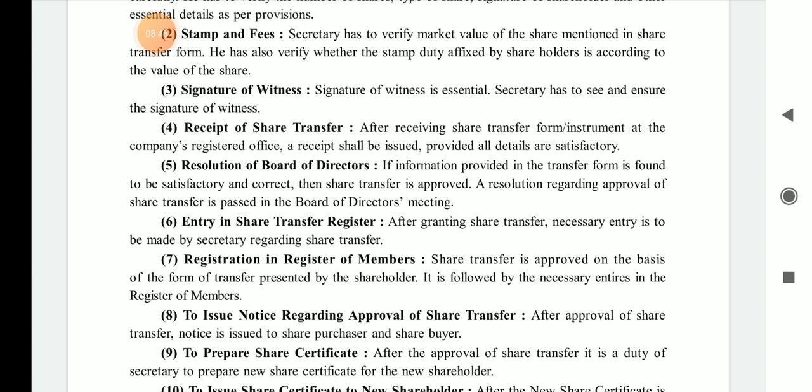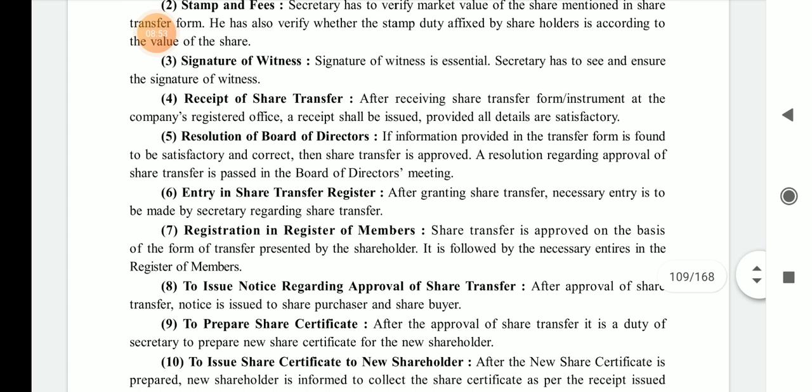Registration in register of members. Share transfer is approved on the basis of the form of the transfer presented by the shareholder. See, the transfer form is approved in the meeting of the board of directors. At that time, the form of transfer is presented by the shareholder who wants to transfer their share. It is followed by the necessary entries in the register of members. After getting this type of form, all the necessary details should be registered in the register of members.